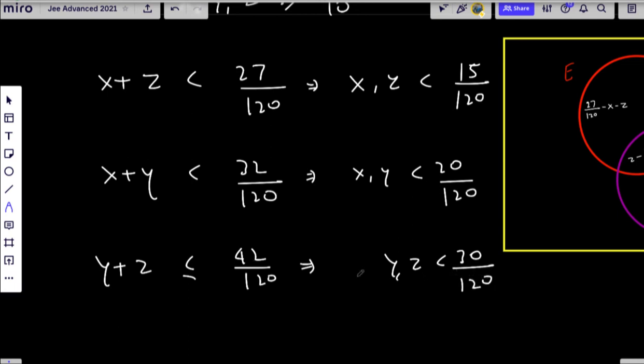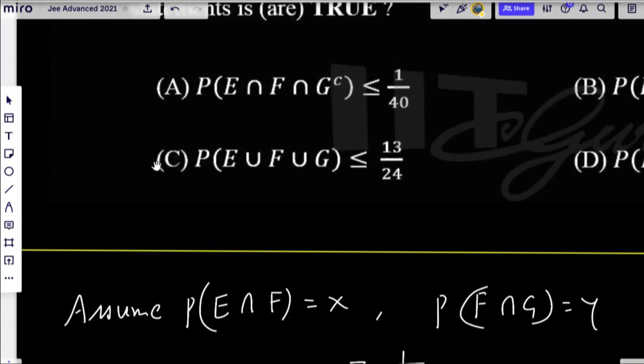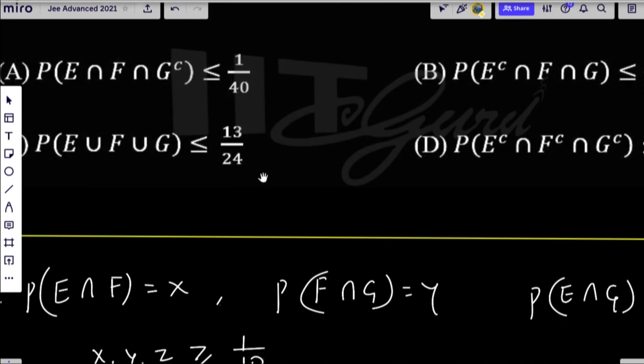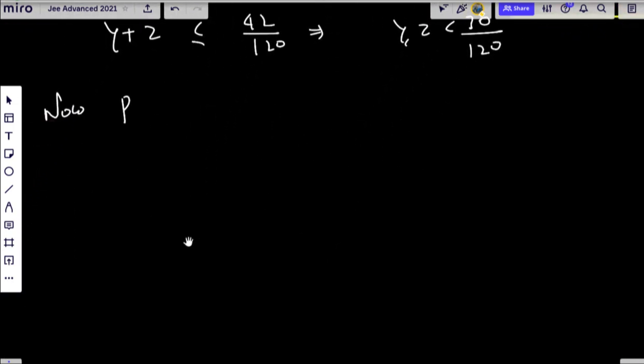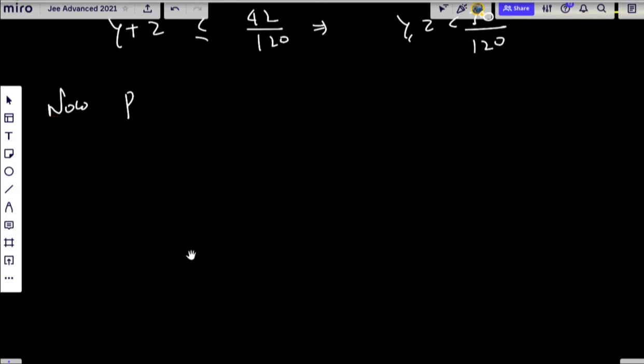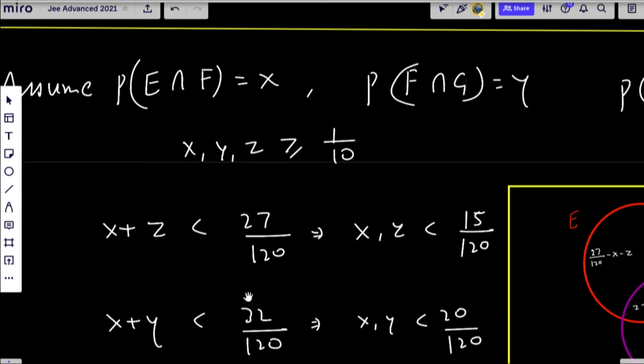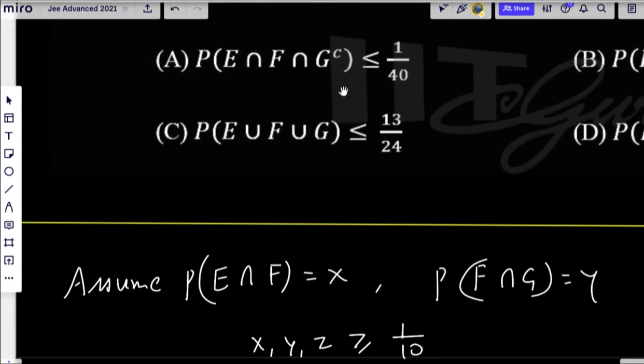Now look at this point. So now we say probability of, as first option, E intersection F intersection G, or B option, let's say. Let me go for B option, let me see. So the A option is probability of E intersection F intersection G complementary first, no? E intersection F intersection G complementary.